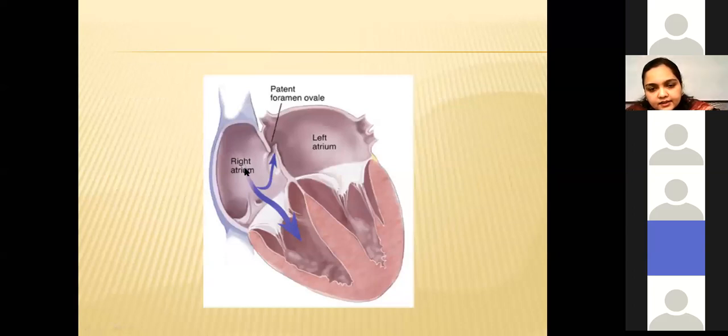This is the right atrium, the blood which goes into the right ventricle. Here is the interatrial septum, and this is the slide showing the patent foramen ovale. Then a right to left shunt will develop.